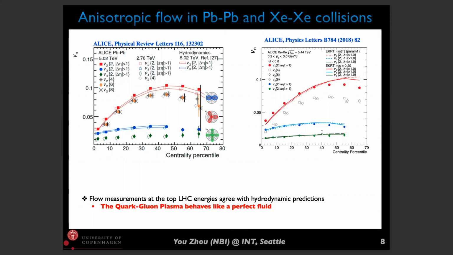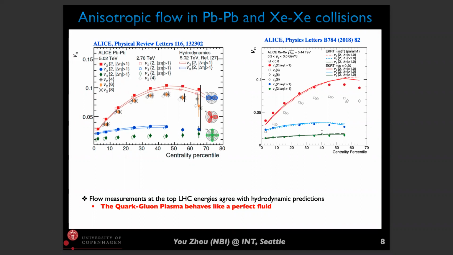The agreement for xenon, very central and very peripheral. Those are simple predictions, and also for this EKRT calculation, that's a small problem because they haven't considered energy formation. That's exactly the point. But I will go to the next slide.